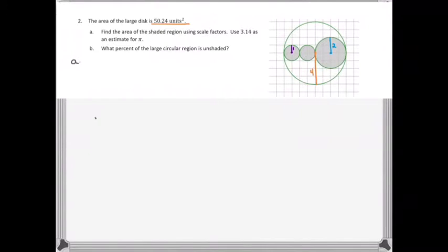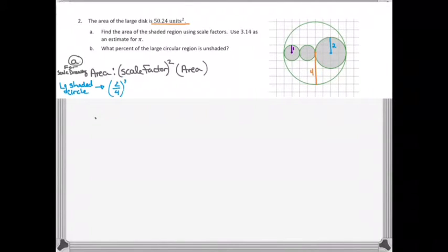If we look at the large shaded circle, that has a radius of 2, and the area region that we know has the orange radius of 4. So if we compare those, we would have a 2 to 4 ratio, but we have to square it because we're talking about area. So we'd get 4 over 16, or you could reduce to be 1/4.